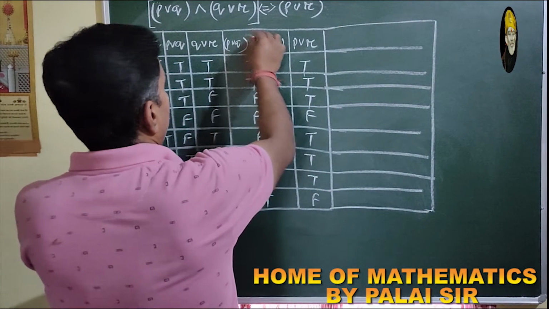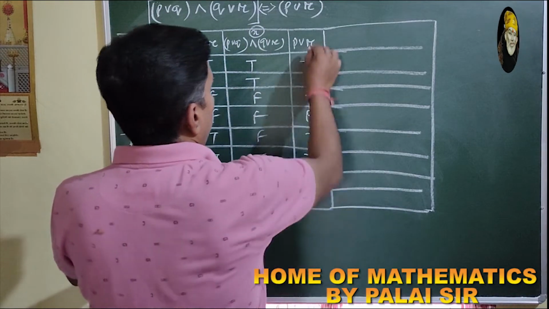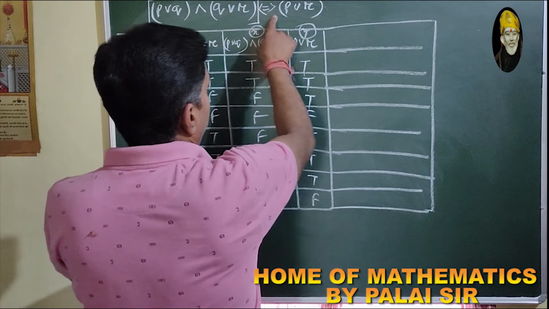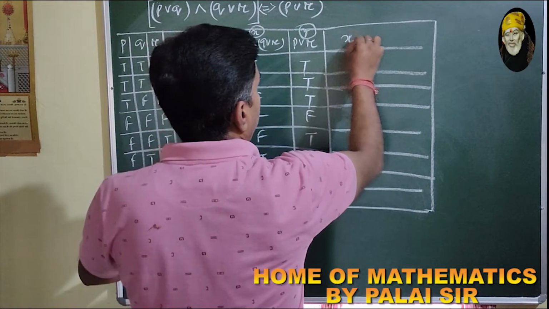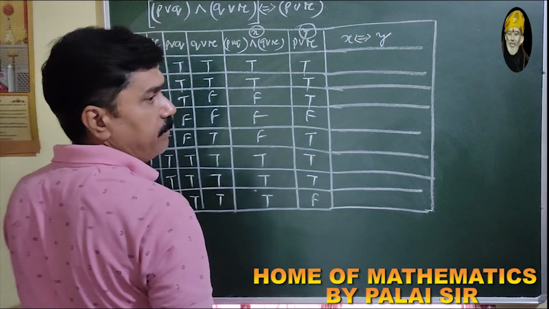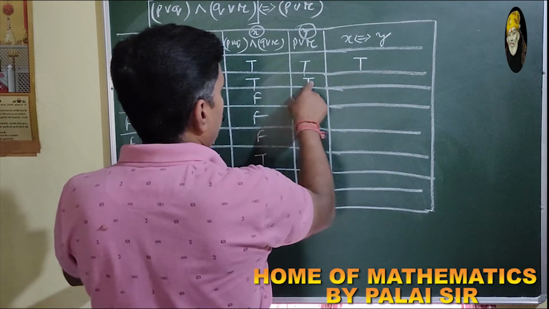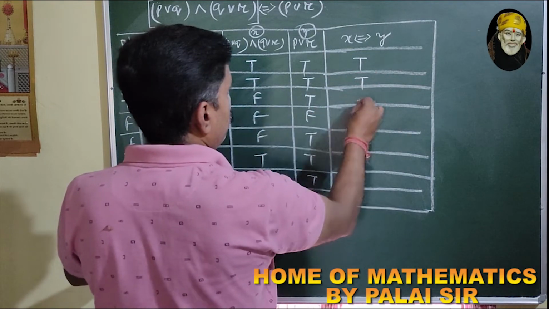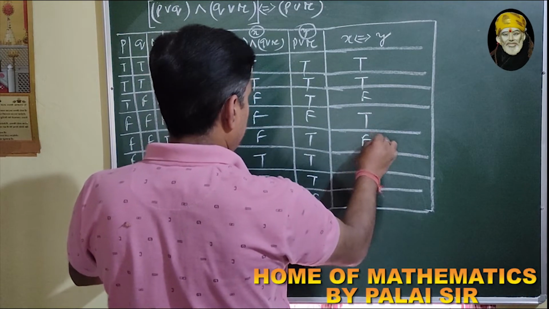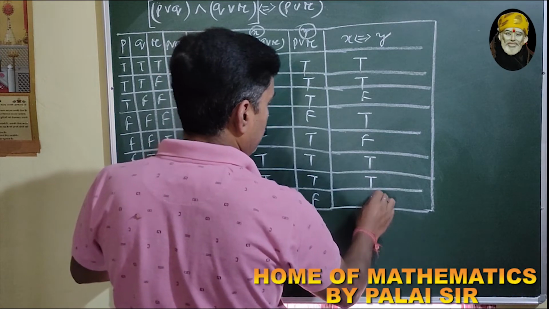So here let it be given as x, and suppose this is given you as y. Then in between x and y, what is the symbol? Double implication. X double implication y. So what you will find? True, true, this is true. True, true, this is true. False, true, false. False, false, true. False, true, false. True, true, true. True, true, true. True, false, false.